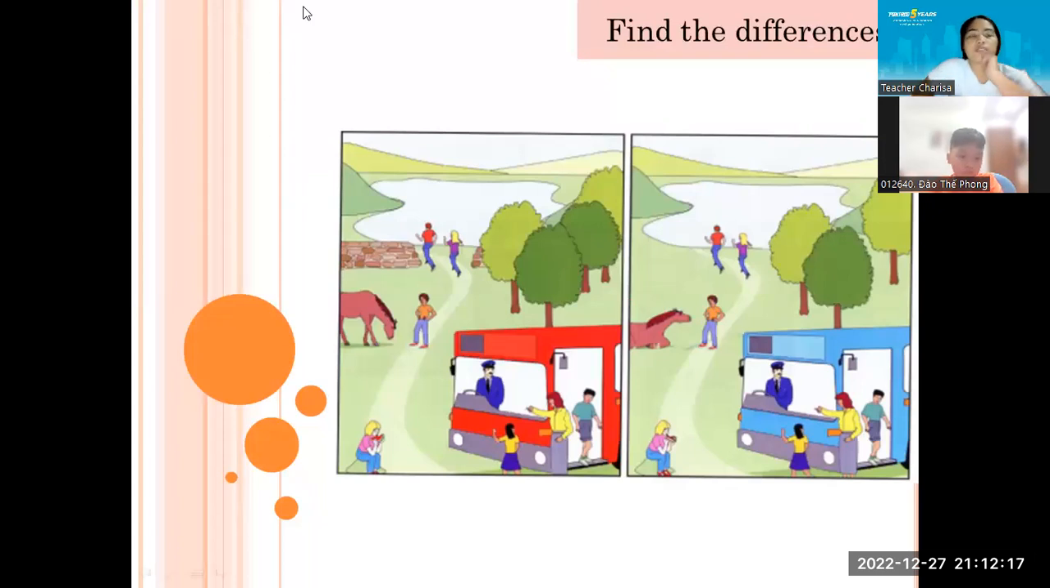So now let's move on. This is a speaking time. So find the differences. Go. In the first picture, the horse is standing up, and in the second picture, the horse is sitting down. In the first picture, the first color is red, and in the second picture, the first color is blue. What else? Describe what you can see in the picture.